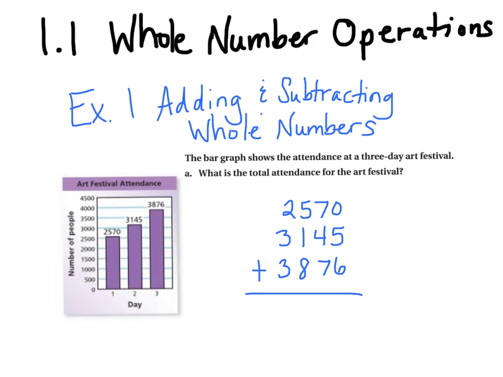Our first example, example number 1, is going to remind us how to do adding and subtracting whole numbers. You can see there's a bar graph here that shows the attendance at a 3-day art festival. The question we're solving is, what is the total attendance for the art festival? I've taken the number for day 1, which was 2,570, and written that one first. Then day 2 had 3,145 people, and then day 3 had 3,876 people.